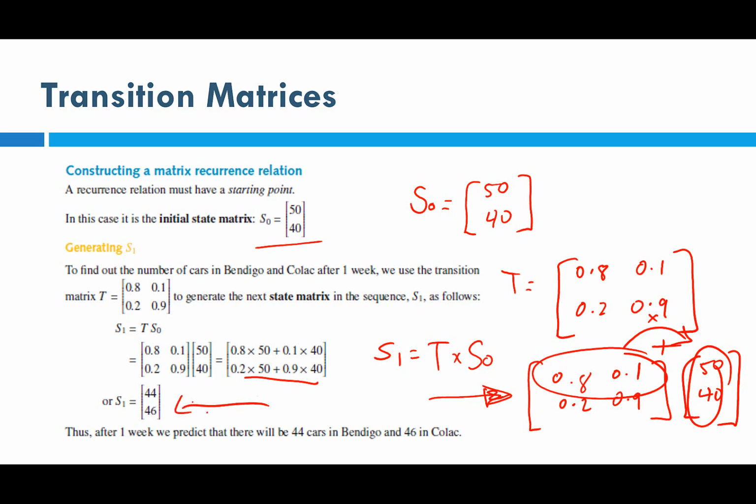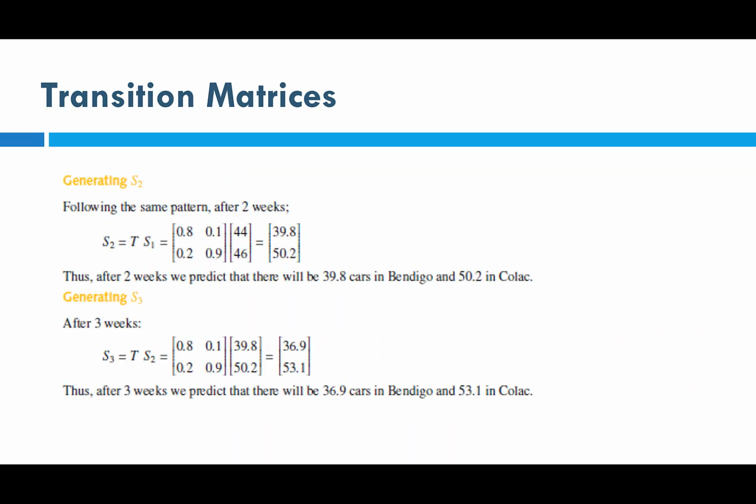So after 1 week, we'll predict, don't forget we are predicting here, that there'll be 44 cars in Bendigo and 46 in Colac. Simple. Generating S2. For S2, it would be your transition matrix times S of 1. So the transition matrix, which is that, and the answer you got previously there, you dump that into the calculator and you get that one.